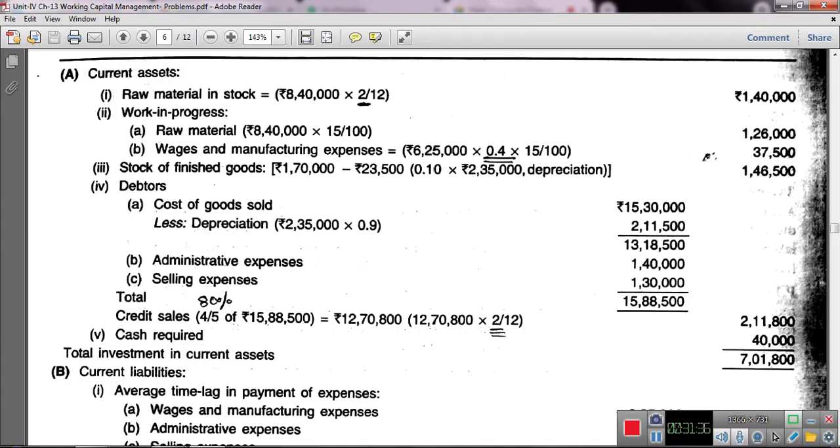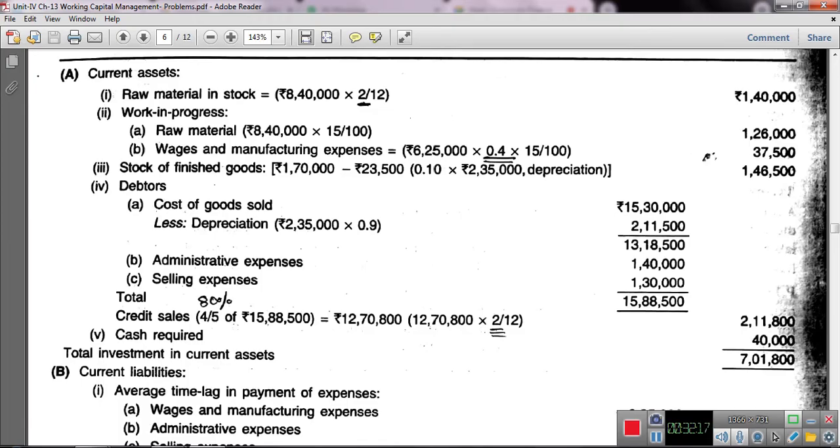If 10% is unsold, how much is actually sold? Anybody who can reply? If 10% is not yet sold, how much is sold in percentage? 90%. Excellent. So 90% is sold, and we are going to deduct 90% of the depreciation amount. 2,35,000 into 0.9 would be 2,11,500. So we need to deduct that, and the remainder will be 13,18,500 rupees.